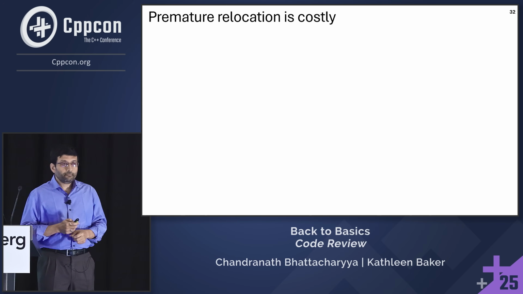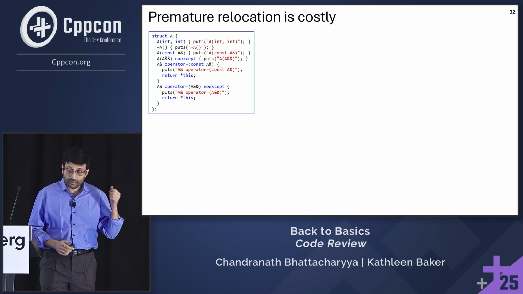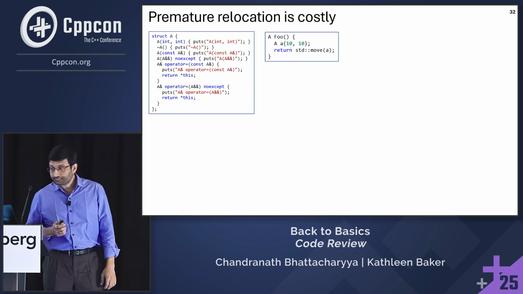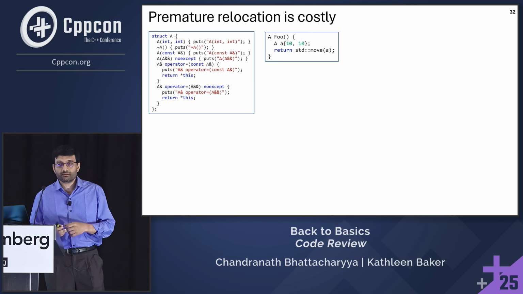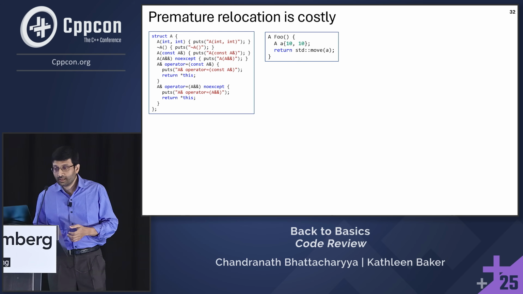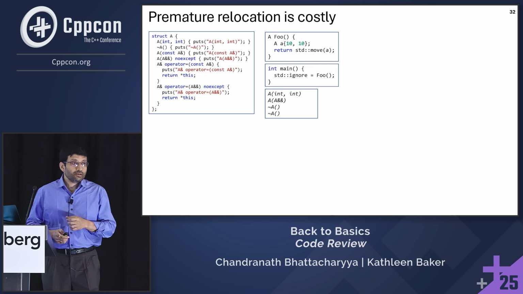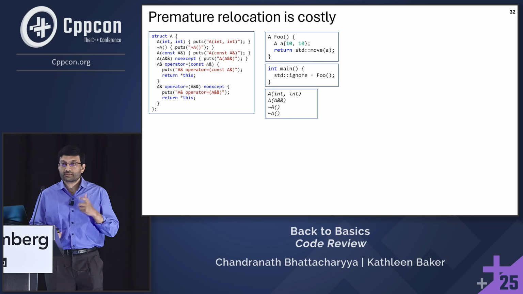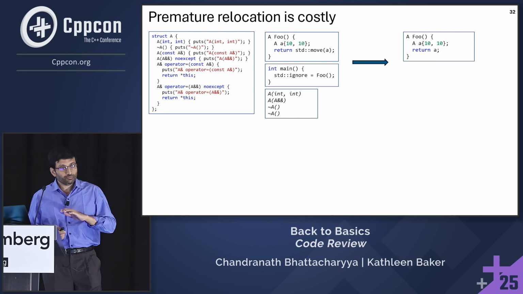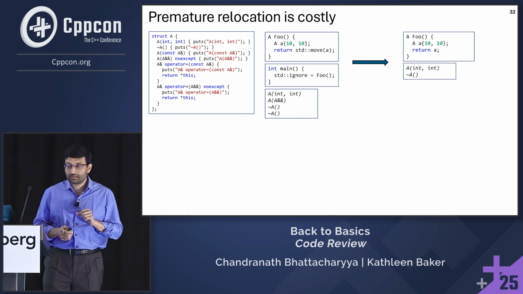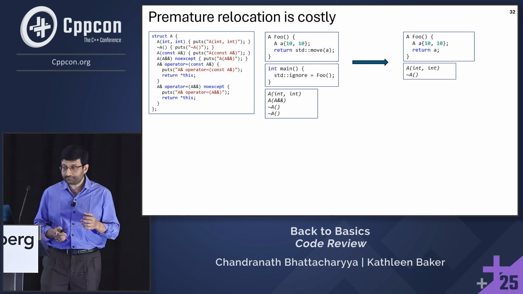Next scenario, premature relocation is costly. For that, we bring back our struct A, and then we have this code. In A foo, we create an object of type A, and then before return, we just call a move. Is this good? Let's look at the output over here. So as you can see, we have a move construction happening. A temporary is getting created, right? What if we go and just remove the move statement from there? Here's the output. So as you can see, in this particular case, there is no temporary. We get an in-place construction over there.